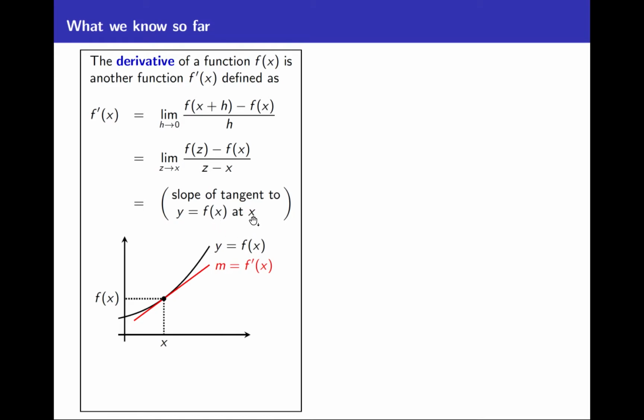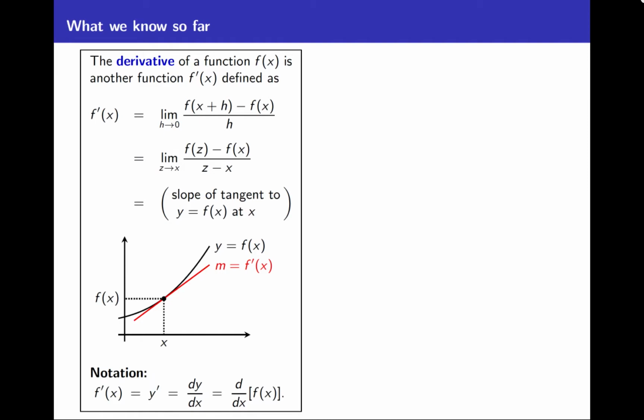So if you take a function y equals f of x, pick out an x value, look at the tangent line to the graph of f of x at that point, the slope m of that tangent line will be f prime of x. F prime of x is also denoted as y prime, or dy dx, or d dx of f of x.